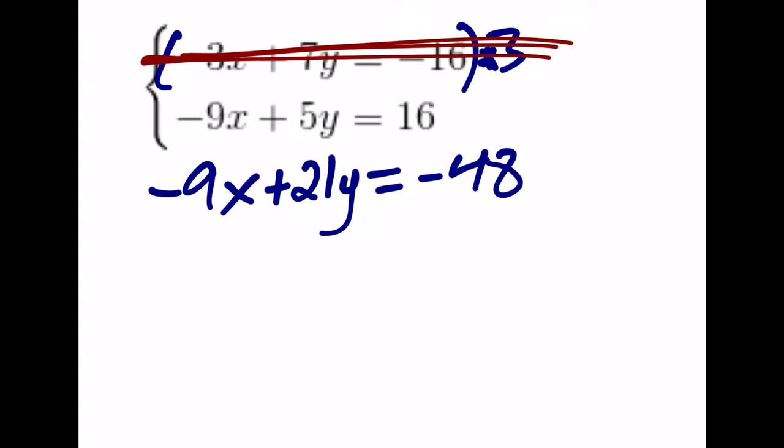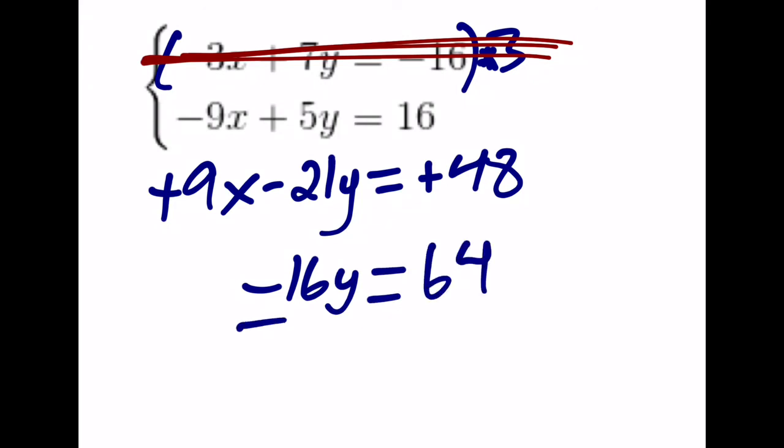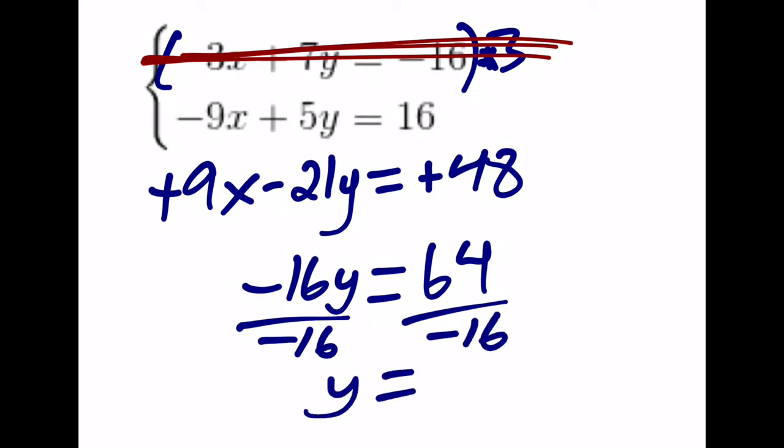The answer is to flip all of these signs. So negative 9x becomes positive 9x. Positive 21y becomes minus 21y. Negative 48 becomes plus 48. And now I can add all of my columns straight down. X is eliminated like I want it to be. Y becomes negative 16. And 48 plus 16 gives me 64. Now when I divide both sides by a negative 16, I get y is equal to negative 4.